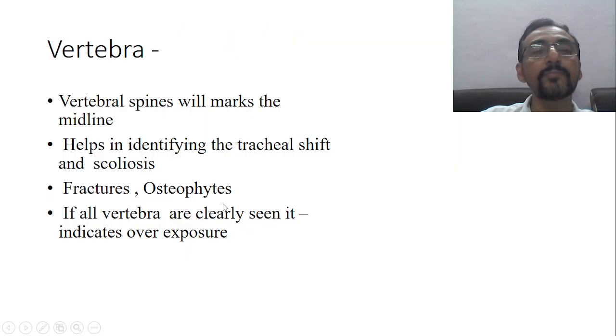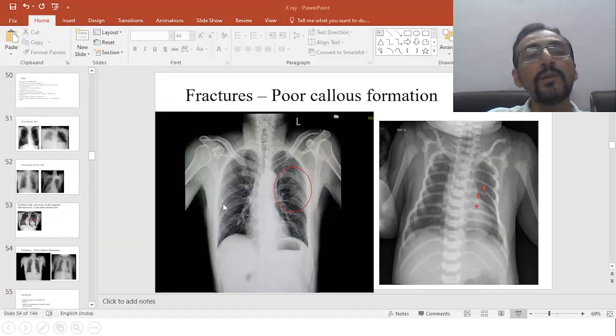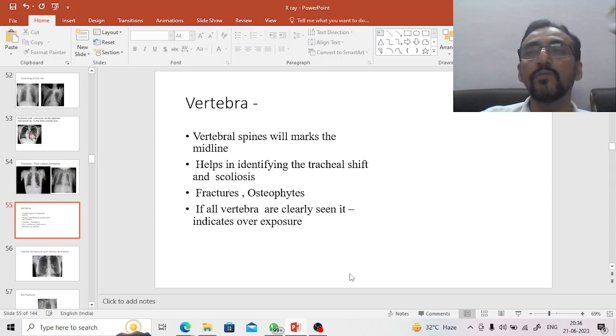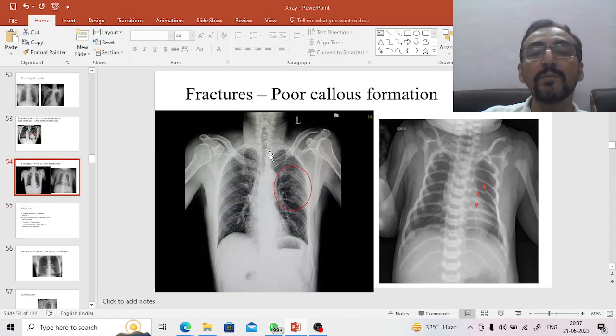Okay, so now we have to look into vertebrae. Now vertebrae also is very important. Vertebrae पीछे के साइड में रहता है. We can count the vertebral bodies also. वो जो वहाँ पे जो पोरस जैसा दिखता है, गैप दिखता है, so that actually indicates the spinous process. We know that. Anyway, vertebral spines will make the midline. एक्सरे में जो मिड लाइन हम जो देखते हैं, that is because of the vertebral spines. Okay, spine of the vertebra.